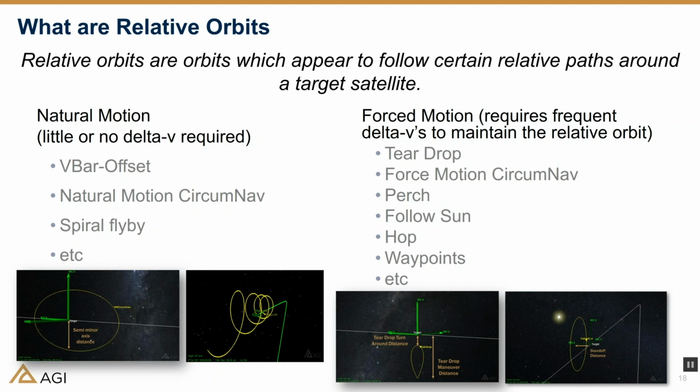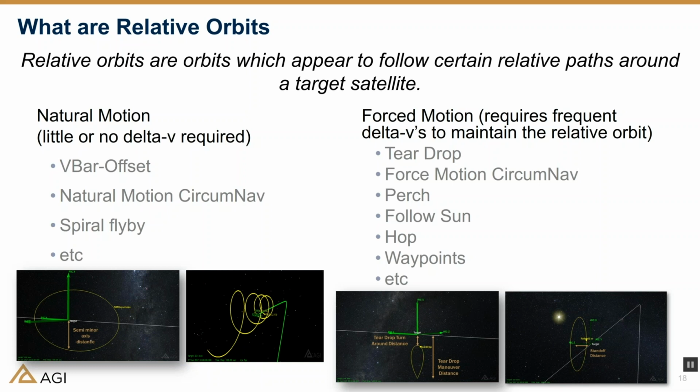A perch point, one that isn't on the in-track direction or on the V-bar, will also require frequent maneuvers to keep it at that point relative to the target. Say you wanted to just persist in the radial direction from the target. That will take some maneuvers to keep it from drifting away.